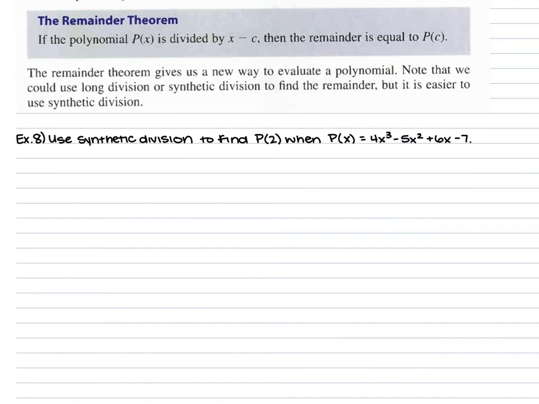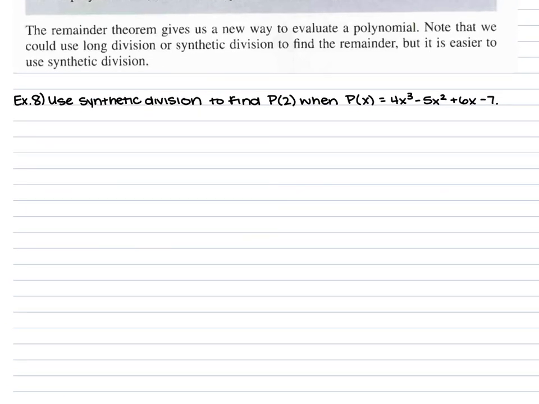So, check your polynomial. You have x to the power of 3, x to the second power, x, and your constant. We're good. Our coefficients and constants here are 4, negative 5, positive 6, and negative 7. Those are the numbers that are going to go to the right of when we put this 2 in that box.